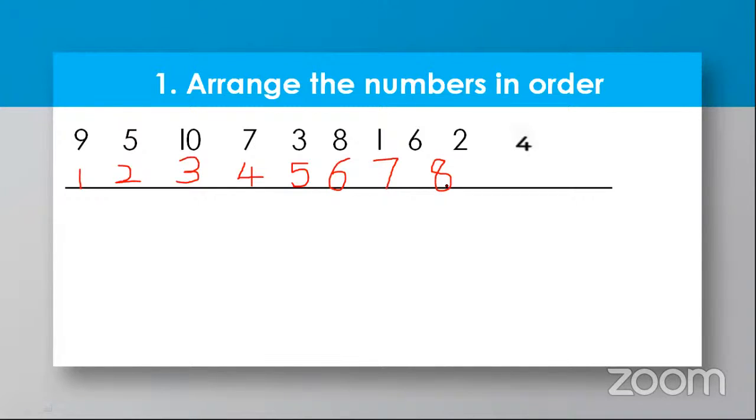Someone tell us, what's the next number? What's the next number from 8? Miracle, tell us the next number from 8. 9. Very good. 1, 2, 3, 4, 5, 6, 7, 8, 9. Yes, it is 9. Thank you, Miracle. 9 is the next number.